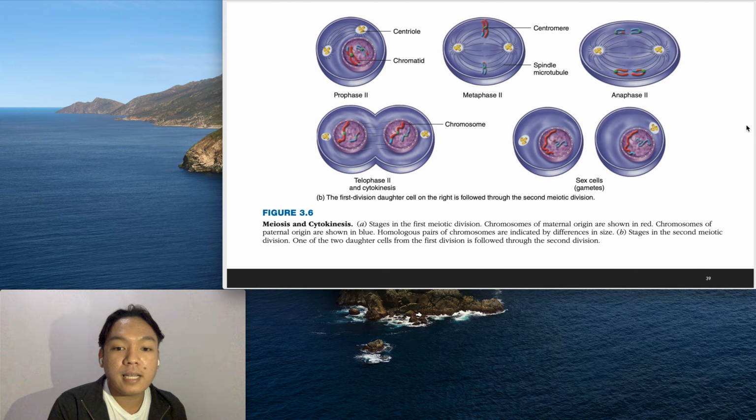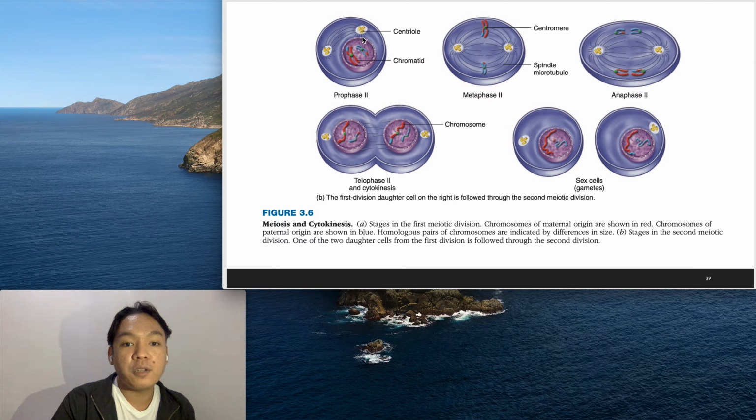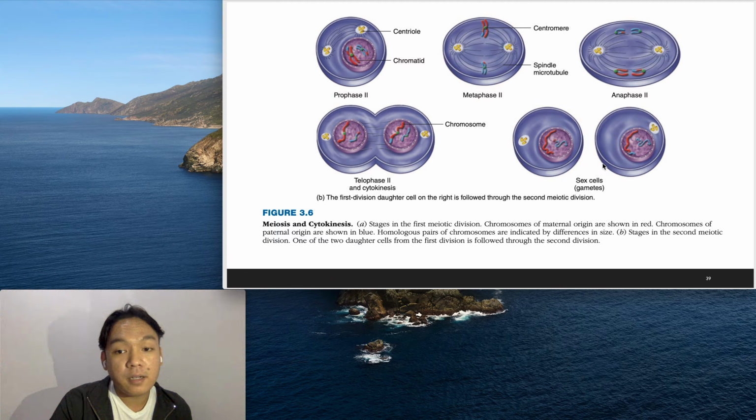So this is your second division of your meiosis. Try to look at the same process. The centrioles will release the asters to get around to the opposite poles of your cell. Centromeres are located in the middle where the microtubules are attaching. They separate during the anaphase 2, and then they will be enclosed by a nuclear envelope, and the sex cells are being released.